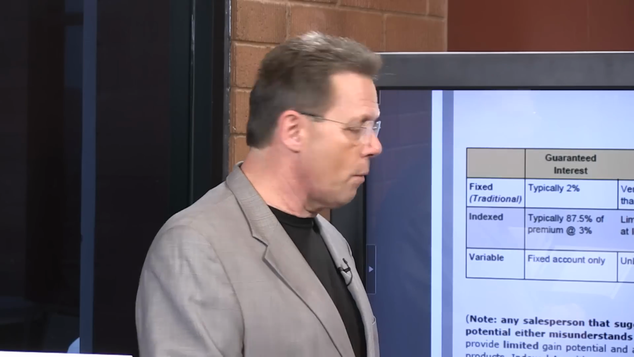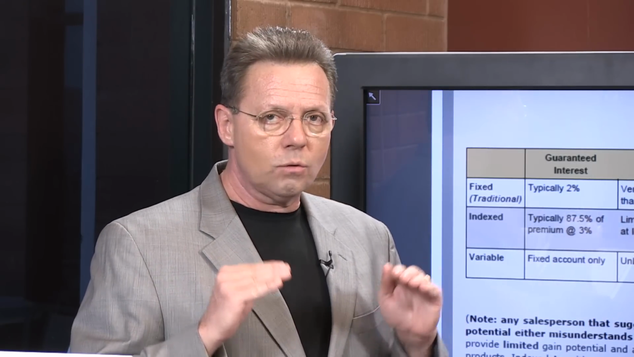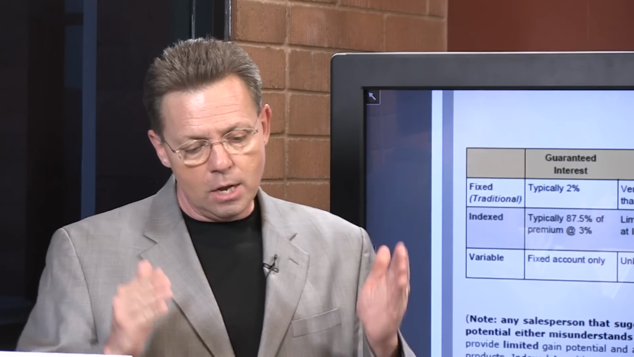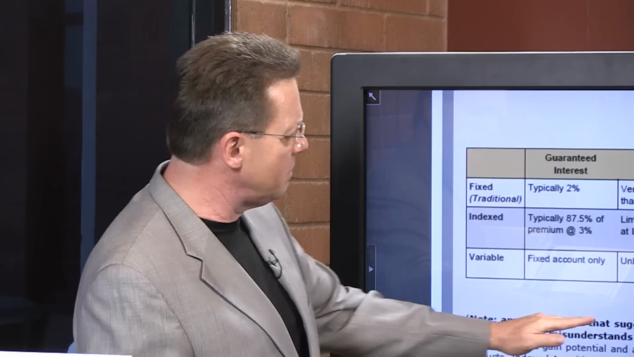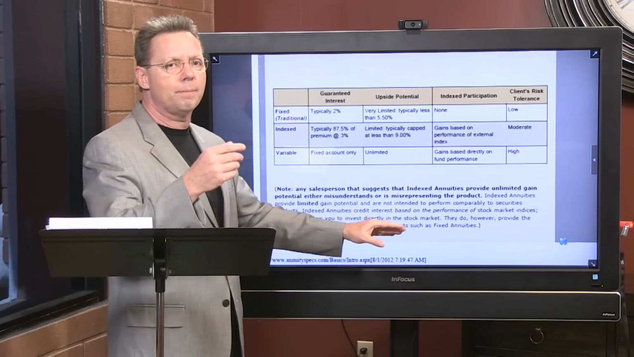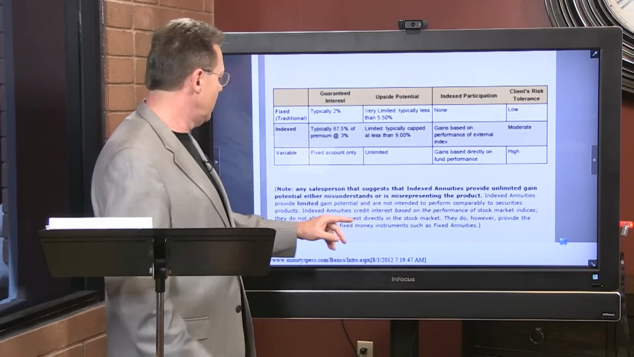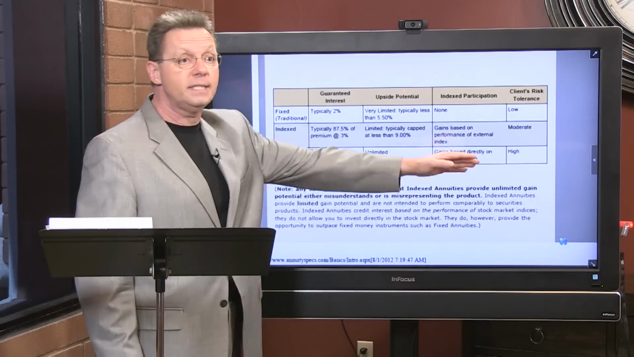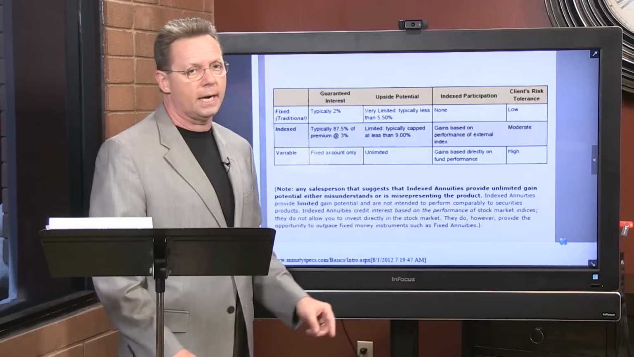Now, what I want to do is walk back and talk a little bit about when we look at variable, when we look at index, when we look at fixed, I want to be able to say, who sells this product? Now, this is so weird because at the bottom of this caveat, it says, any salesperson that suggests, and the reason I'm bringing up and getting on indexing for a second is because we see this a lot. It says any person that suggests that index annuities provide unlimited gain potential either misunderstands or misrepresents the product.